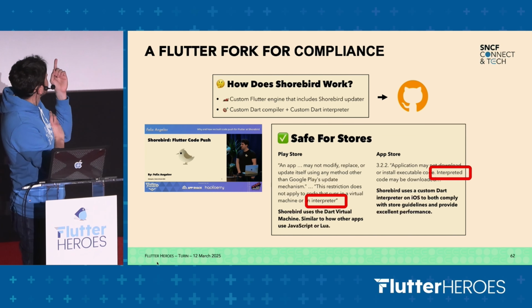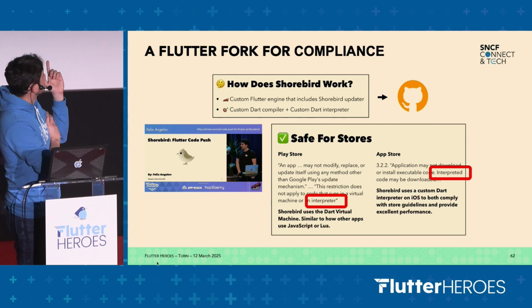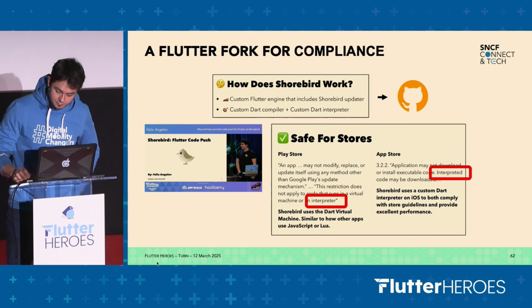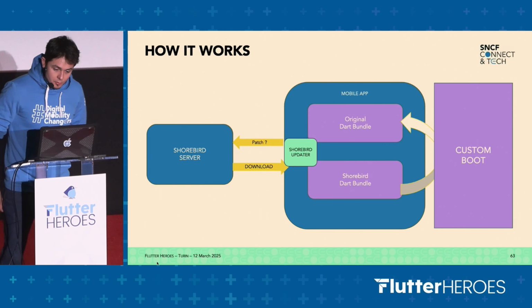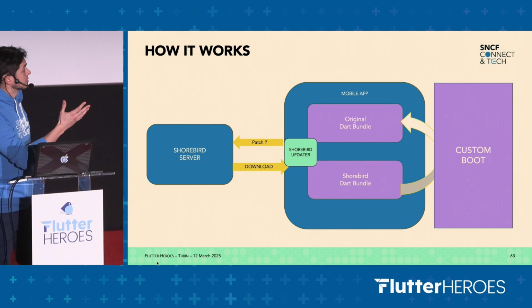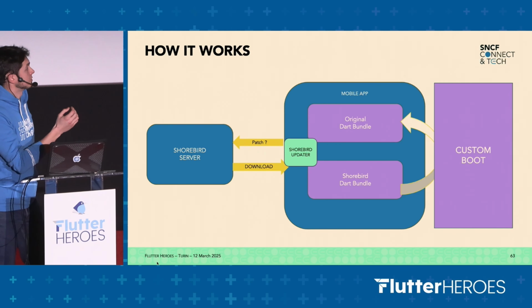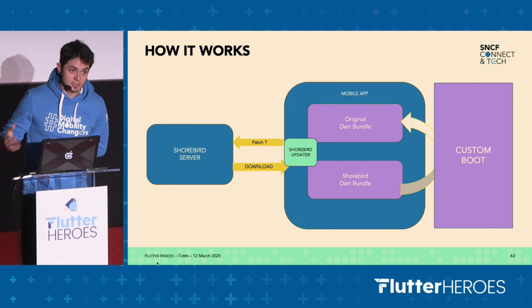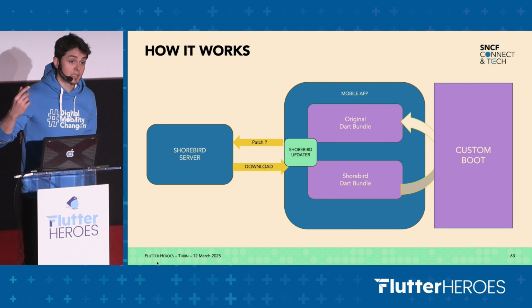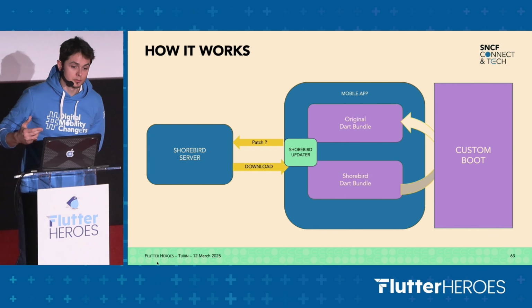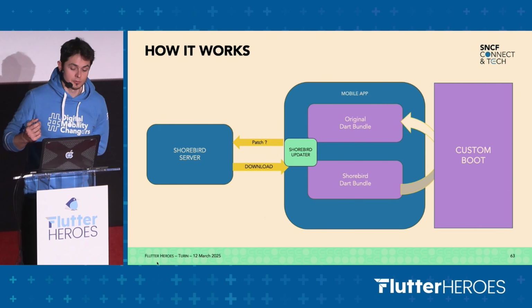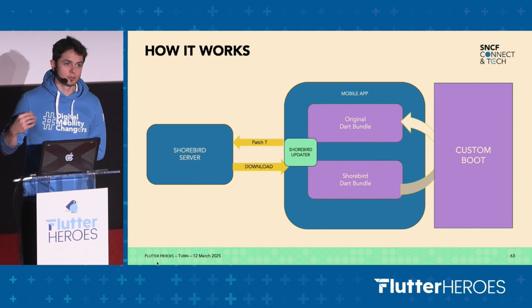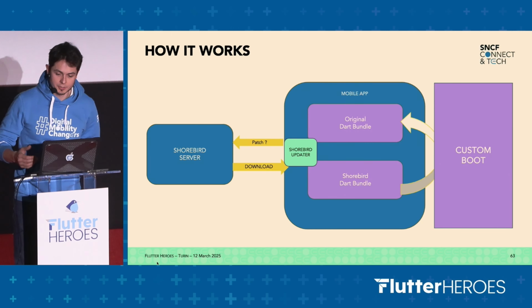You can see a great talk by Felix Angelov on this subject, which is building Shorebird with Eric. And that's how it works. You've got a custom boot when you build your app with Shorebird. It will check if there is a patch available remotely. If yes, it downloads it, and the next time your application boots, you will have a patched version of your app. Eventually, if this patch doesn't work, it will reboot with the initial version of your code.